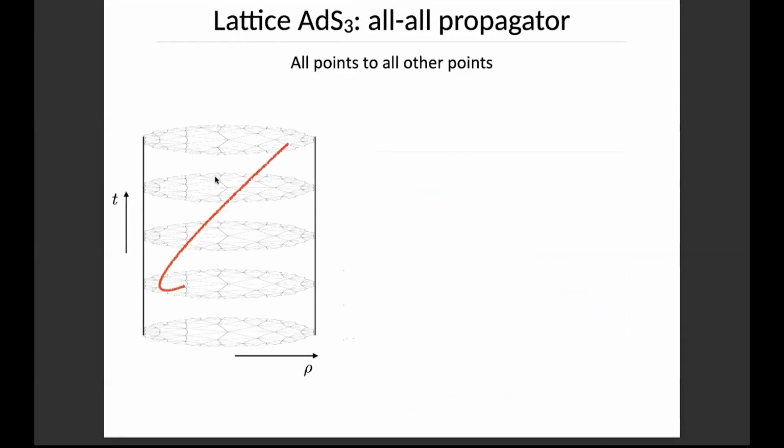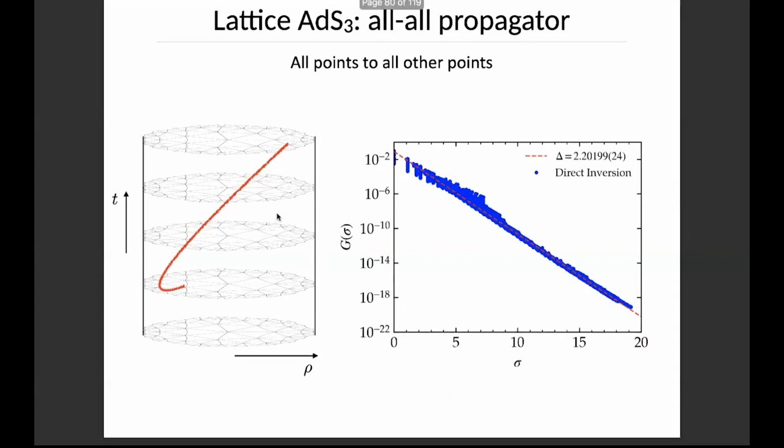Of course, we could just do the all-to-all propagator now, why not? So let's just look at all points to all other points. So one point to all the other points, both in space and time. So this might be a mess, but it still is very linear. So you do a direct inversion, you fit it, and you get delta close to 2.2, and you get a nice linear looking fit over here.